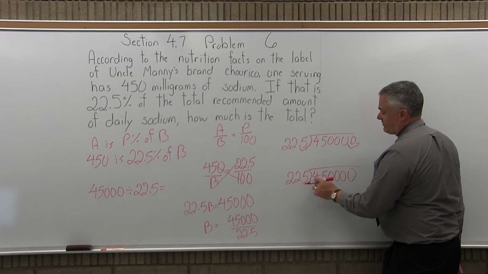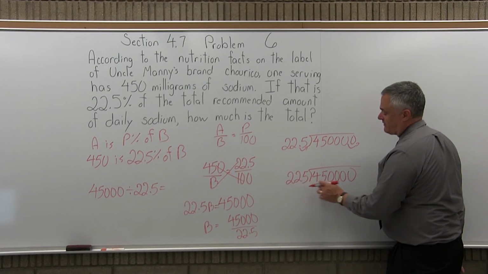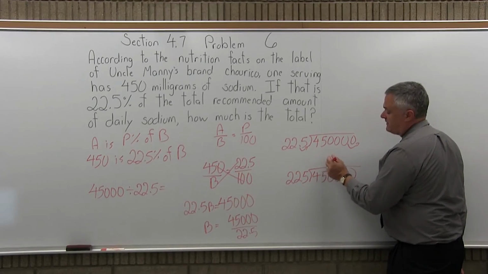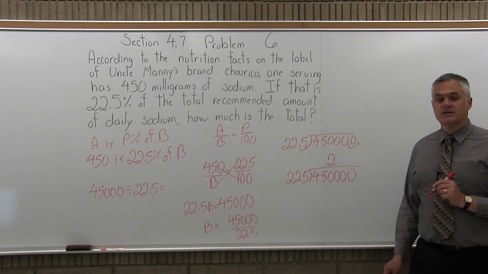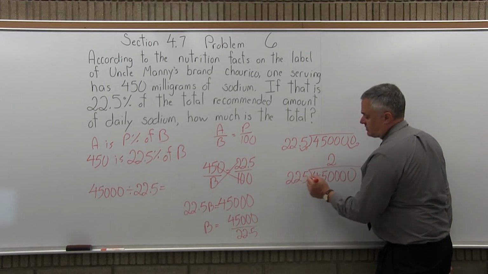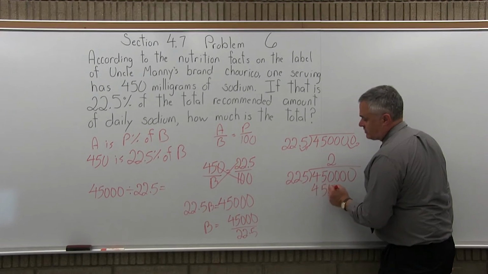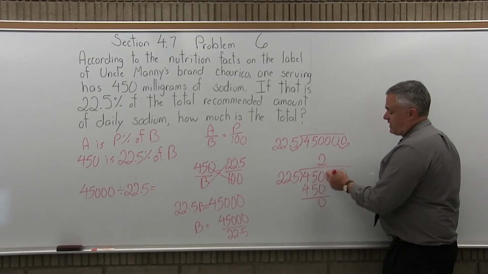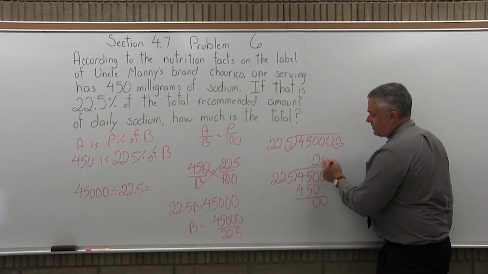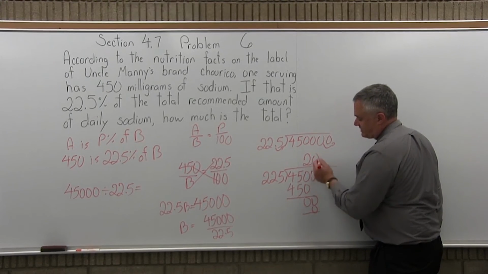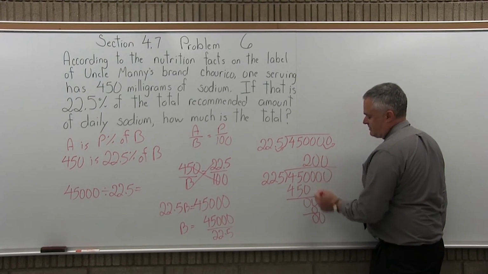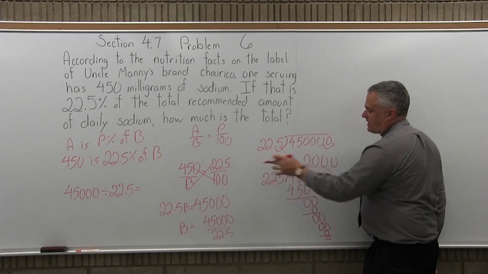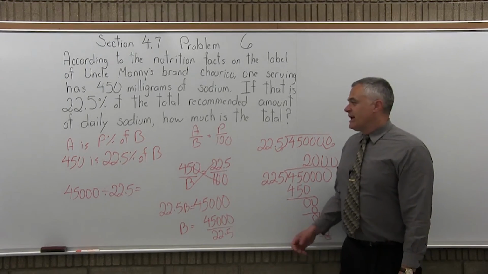225 won't divide into 4. 4 is not big enough. 225 won't divide into 45. 45 is not big enough. It will divide into 450, and at a quick glance, I see that it goes in twice. 2 times 225 is 450. If you double 225, you get 450, and that goes in evenly. Now you have three zeros at the end, so every next zero that you pull down goes in 0 times. It's 2,000, or if you did it on your calculator, you'd get 2,000. So that's my answer for B.